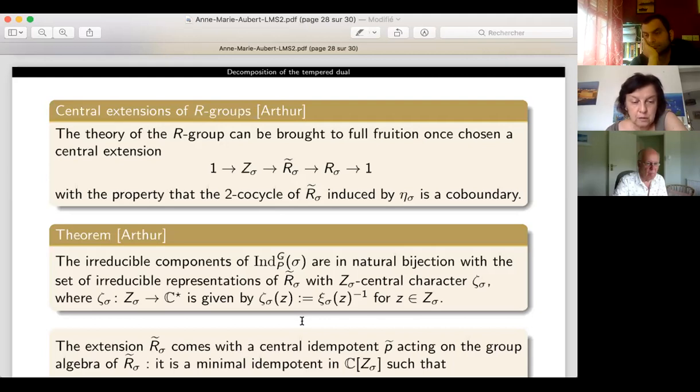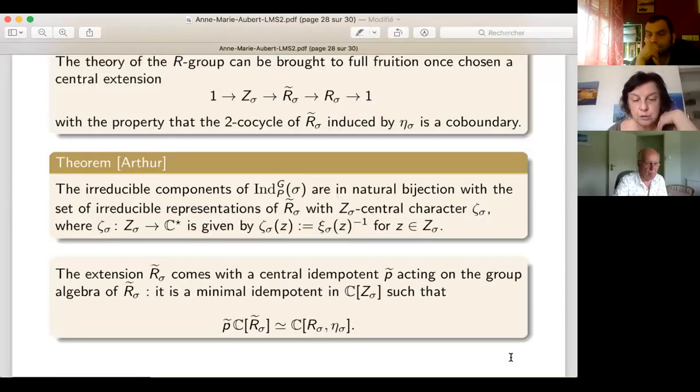And moreover, it's not all the representations, it's the representations of the extension, which have a central character sigma theta, which is given by the inverse of the cocycle. This extension also comes with a central idempotent, which acts in its group algebra. It is a minimal idempotent in the group algebra of Z sigma such that when you apply P tilde to the group algebra of R tilde sigma, you get the twisted algebra of R sigma by the cocycle.